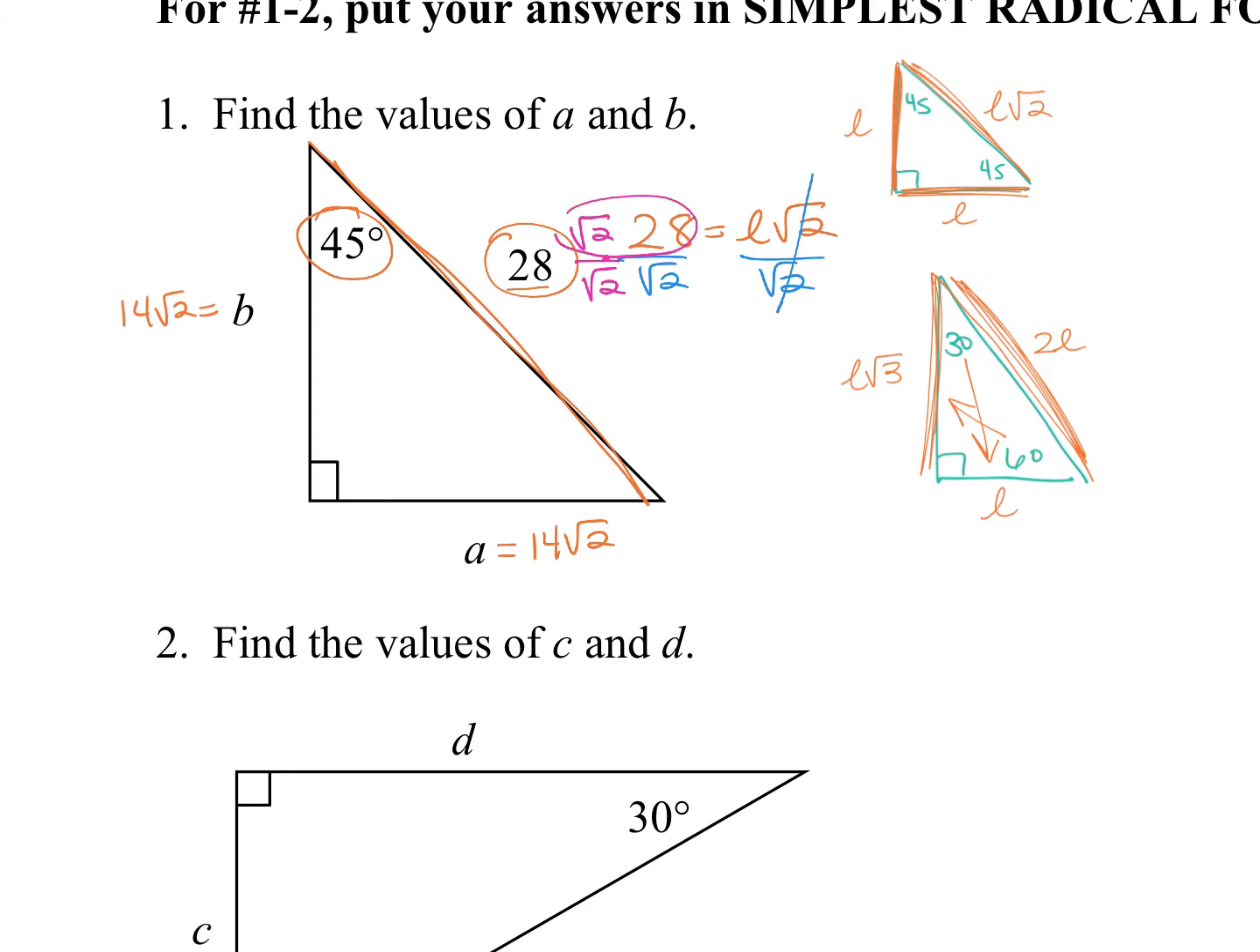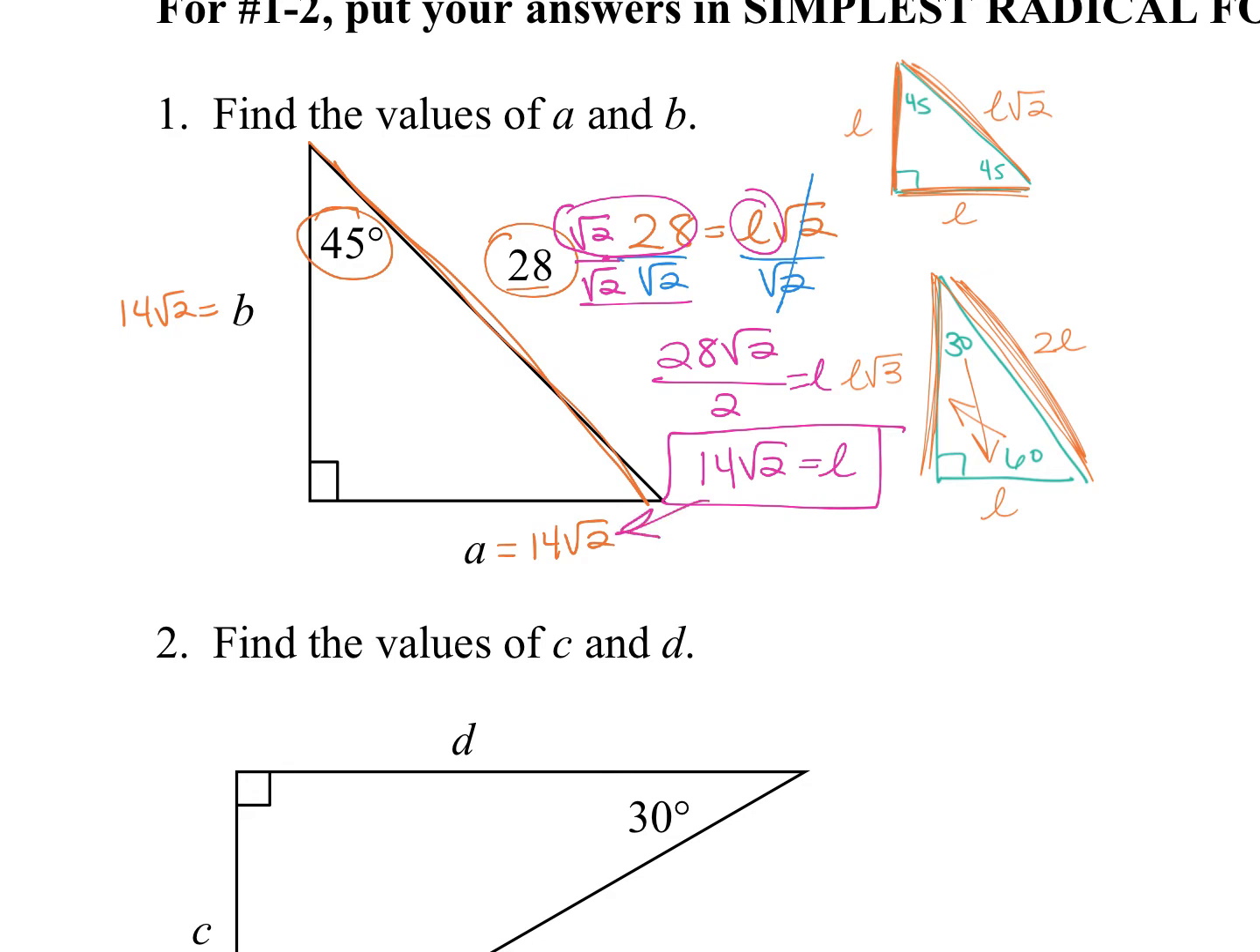So on top, your numerator is now 28 rad 2. Your denominator, rad 2 times rad 2, is rad 4. Rad 4 is 2, right? So the square root of 4 is 2. So I get this, 28 rad 2 over 2 for my L value. That can be simplified. 28 over 2 is 14 rad 2. So you could solve it like that. You get the same answer.